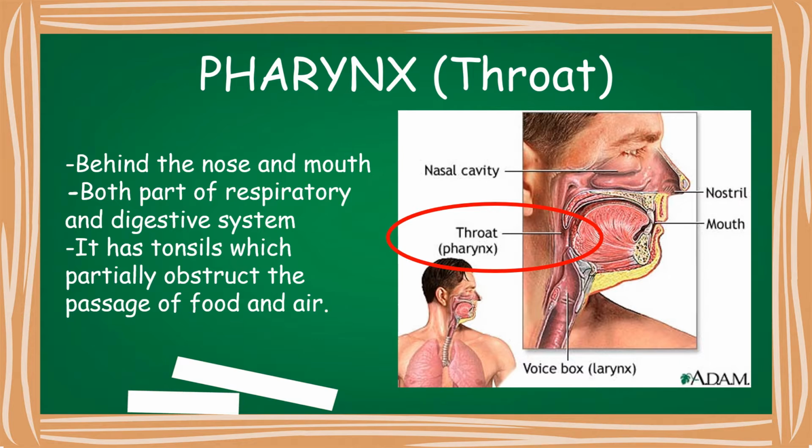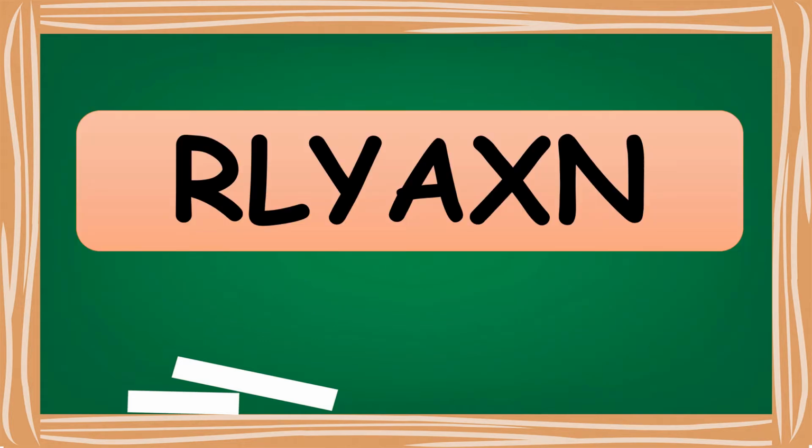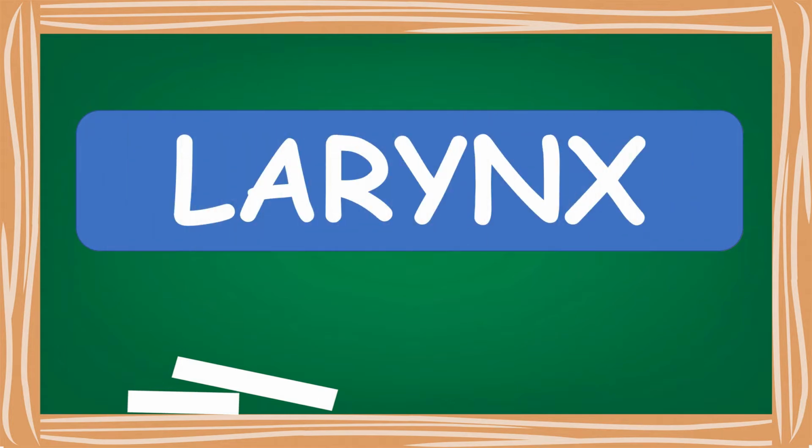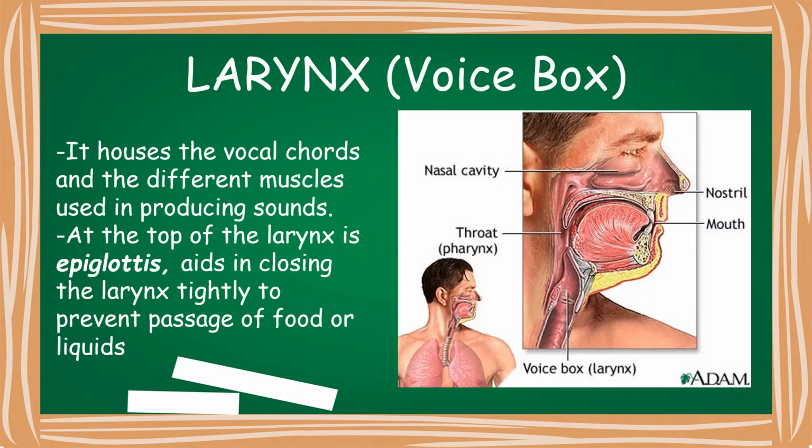After the air flows from our nose and mouth to our pharynx, where does the air flow after the pharynx? Very good. After the pharynx, the air now flows to our larynx. What is larynx? The larynx is our voice box. It houses the vocal cords and the different muscles used in producing sounds. At the top of the larynx is the epiglottis, which aids in closing the larynx tightly to prevent passage of food or liquids.